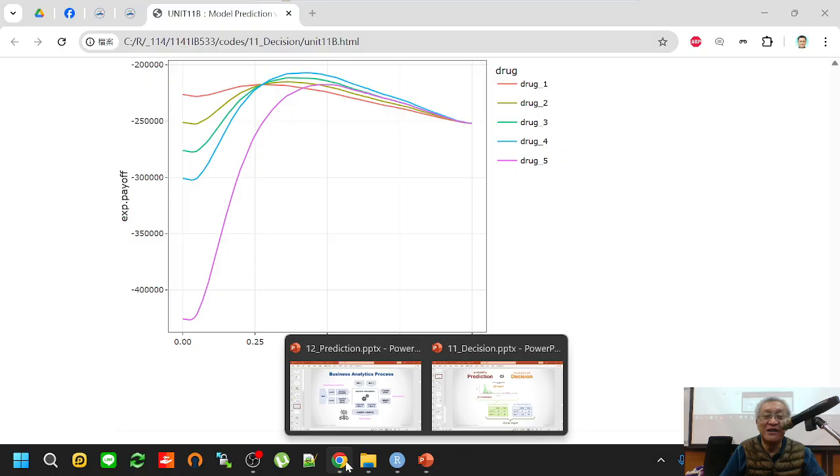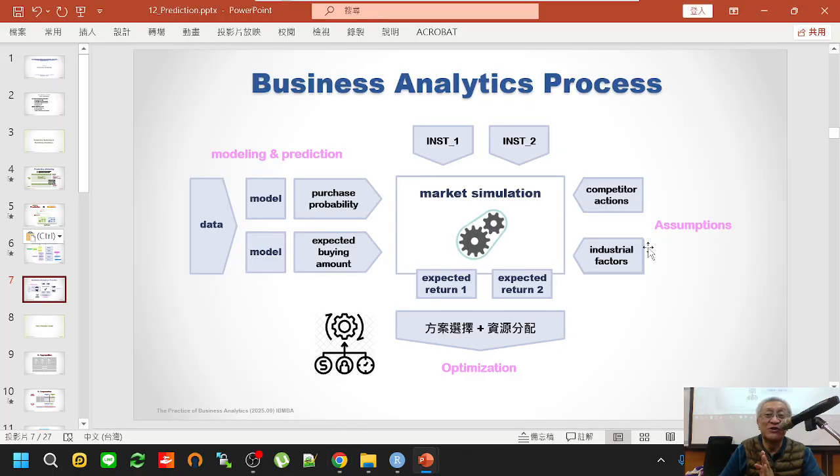Combining the prediction and also the assumption, we actually can make simulation and determine how to choose. First of all, how to design and choose the instrument. Secondly, who to apply this instrument to. And the third thing is we want to evaluate the cost effectiveness when we apply such instrument to such group of customers.